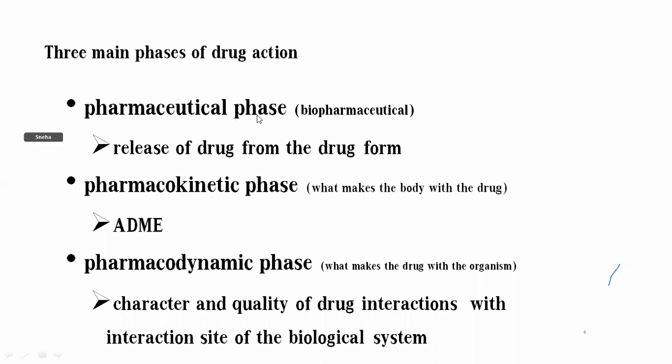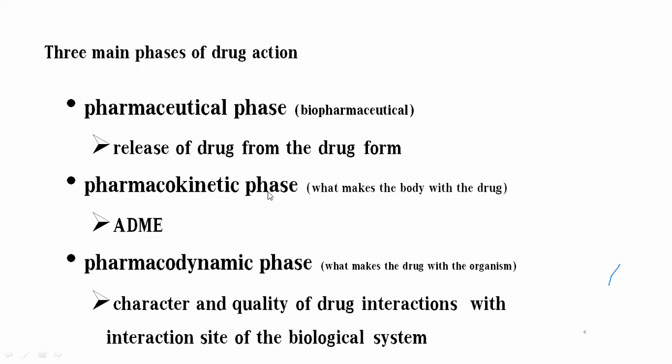Now, that dosage form, when we take or ingest it, will release the drug from that dosage form. Suppose we have taken a tablet of paracetamol. When it goes into our gastrointestinal tract, that paracetamol tablet is going to release the drug, that is paracetamol, from that tablet. So this is phase number 1, the pharmaceutical phase. That tablet releases the paracetamol drug from that dosage form. So this is our first phase.